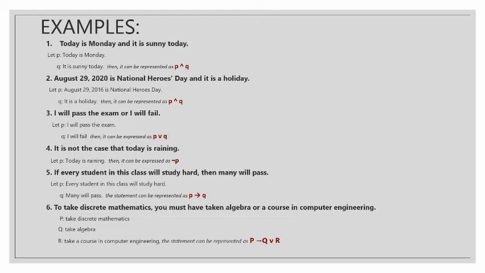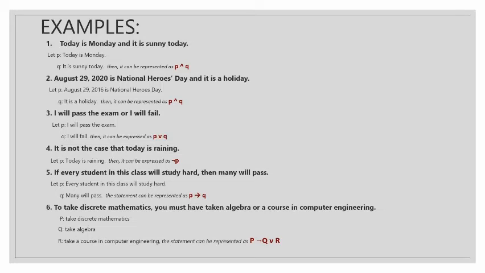And last examples. Today is Monday and it is sunny day. Let P stand for today is Monday. Let Q stand for it is sunny today. Then it can be represented as P and Q. Second example, August 29, 2020 is National Heroes Day and it is holiday. Let P stand for August 29, 2016 is the National Heroes Day. Let Q stand for it is holiday. Then it can be represented as P and Q.